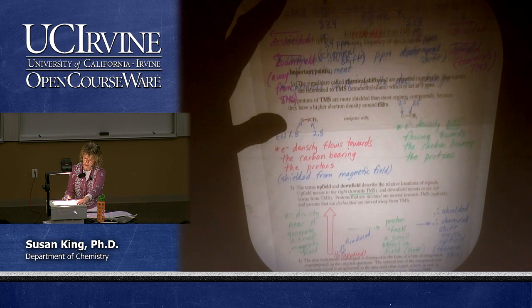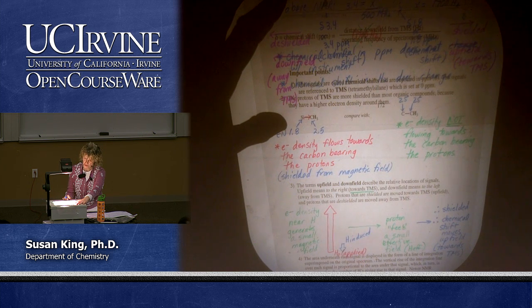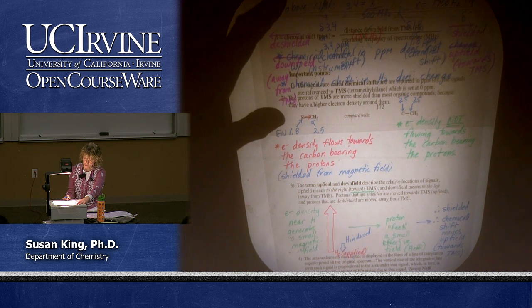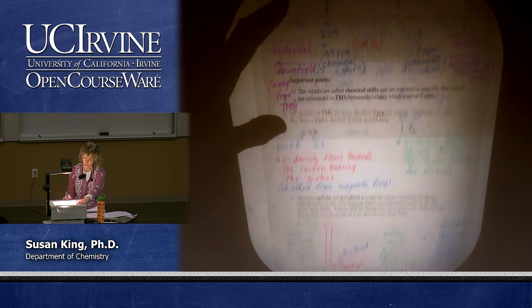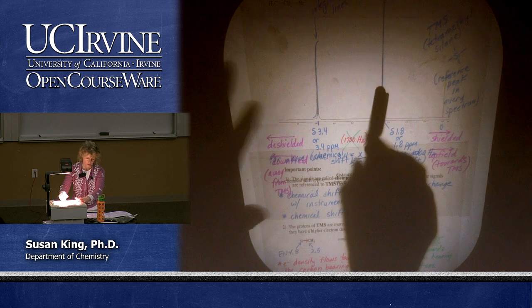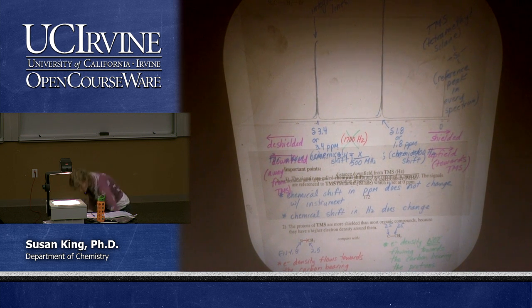All right, so the area under each signal is displayed in the form of a line of integration superimposed on the original spectrum. The vertical rise of the integration line over each signal is proportional to the area under that signal, which in turn is proportional to the number of hydrogens giving rise to that signal. Newer NMR spectrometers automatically calculate and plot the value of each integral in arbitrary units. Okay, so we didn't do that here.